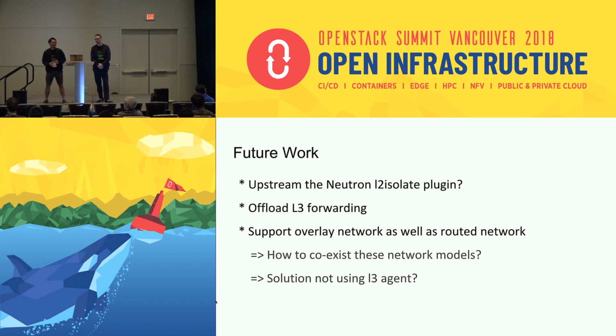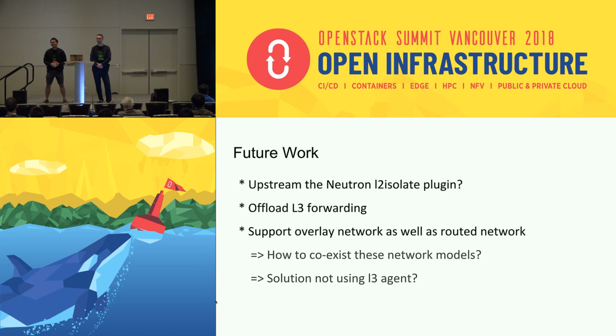Today we talked about the challenges we faced and solved, yet we are doing extra work to improve our solution. First, we are thinking to make this plugin OSS as a new Neutron plugin. Next, we are trying to work on the L3 forwarding offload. Now that the bottleneck has gone, the next possible bottleneck will be the L3 forwarding software processing on each hypervisor. The last thing would be support for the overlay network as well as the routed type network.